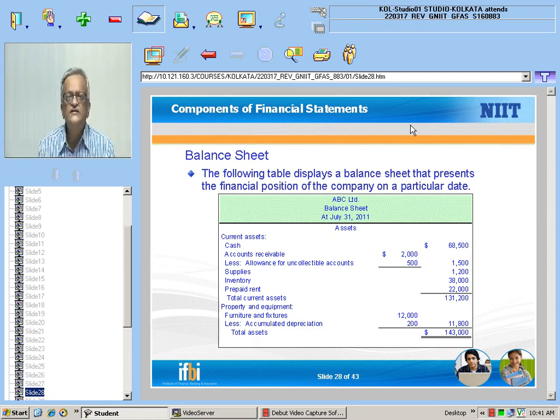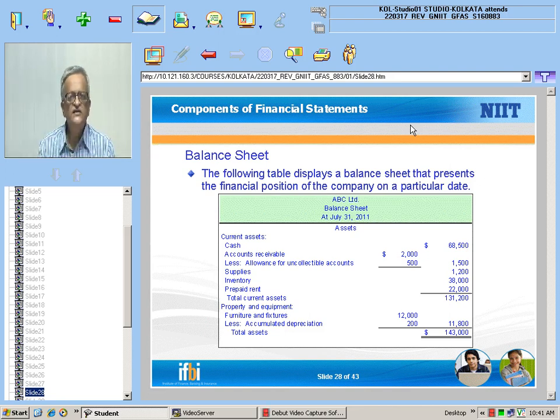So you can see the current assets, cash, account receivable, less allowance for uncollectible items, 1,500 net, supplies, inventory, prepaid rent, total current asset 131,200. Property, plant and equipment, furniture and fixtures, less accumulated depreciation, net 11,800. Total assets 1,43,000. So this is the asset side of the balance sheet.